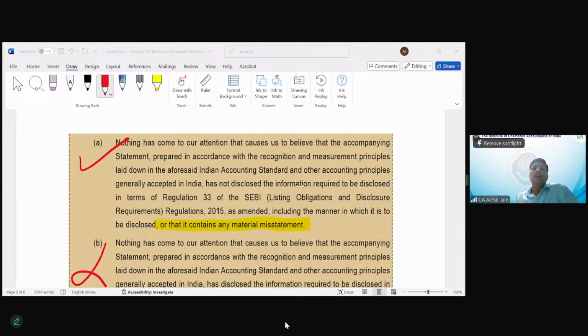She's asking if the assurance is limited, do we provide UDIN? Can you please answer this question of Mancha? Yes, sir. Whatever is the level of assurance, the moment you say it's an assurance, UDIN is required to be provided.